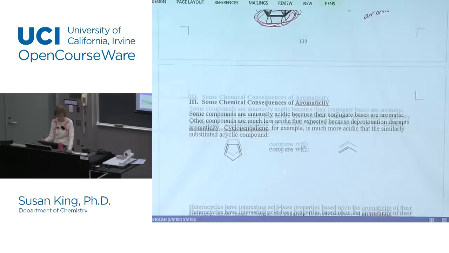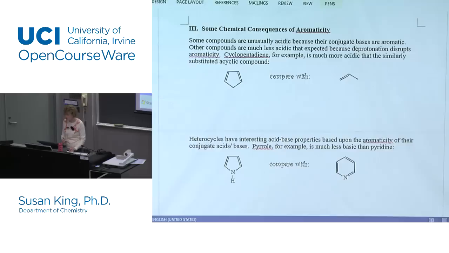Some compounds are unusually acidic because their conjugate bases are aromatic. Other compounds are much less acidic than expected because deprotonation disrupts aromaticity. Also, if you're going to remove a proton and it's going to make the compound anti-aromatic, that's going to be much, much, much less acidic than normal. All right, so some things to consider.